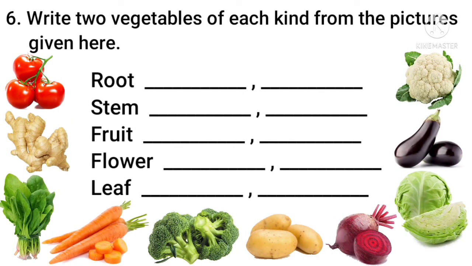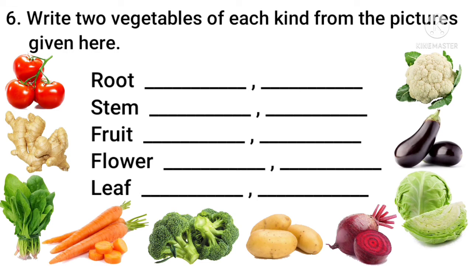Question number 6. Write 2 vegetables of each kind from the pictures given here. And what are the pictures given here? Tomato, ginger, spinach, carrot, broccoli, potato, beetroot, cabbage, brinjal and cauliflower.